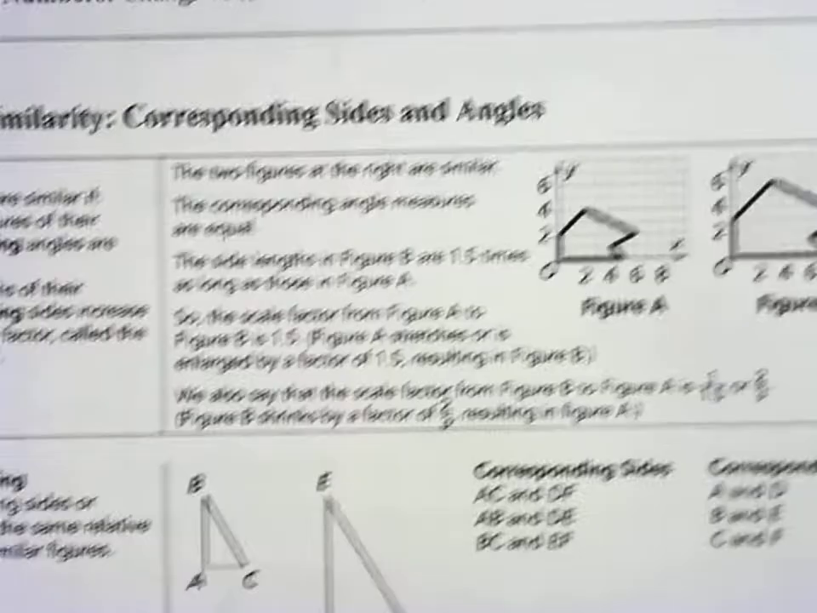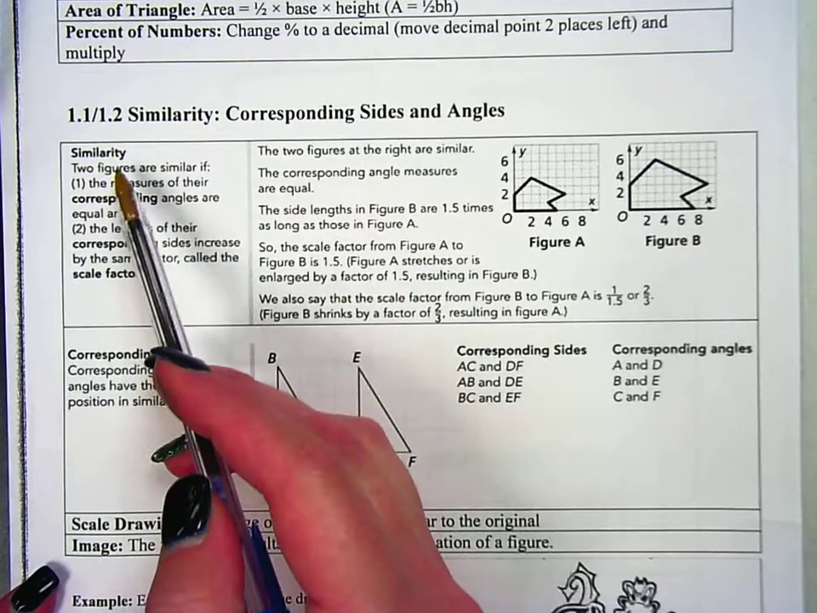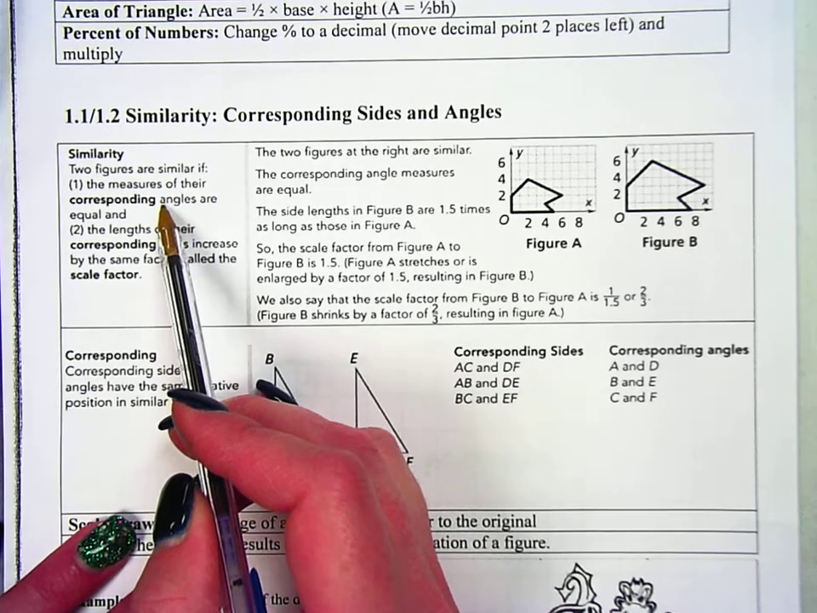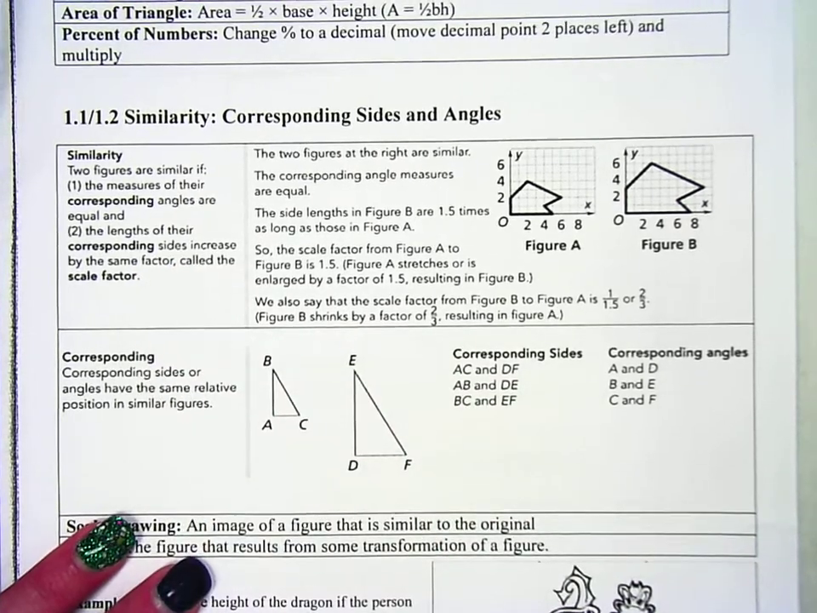All right, now let's get into some new vocabulary. Similarity. 2 figures are similar if their corresponding angles are equal and their corresponding sides increase by the same, and that's what we call scale factor.